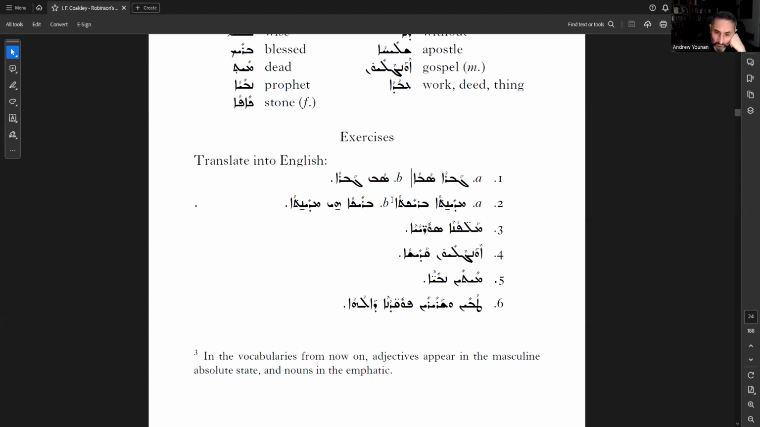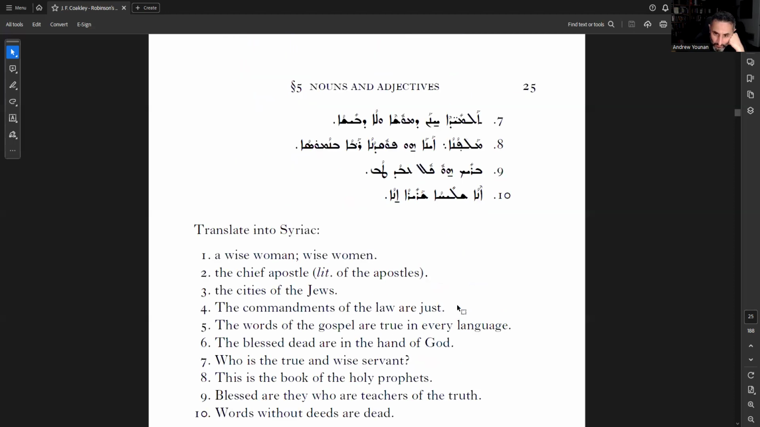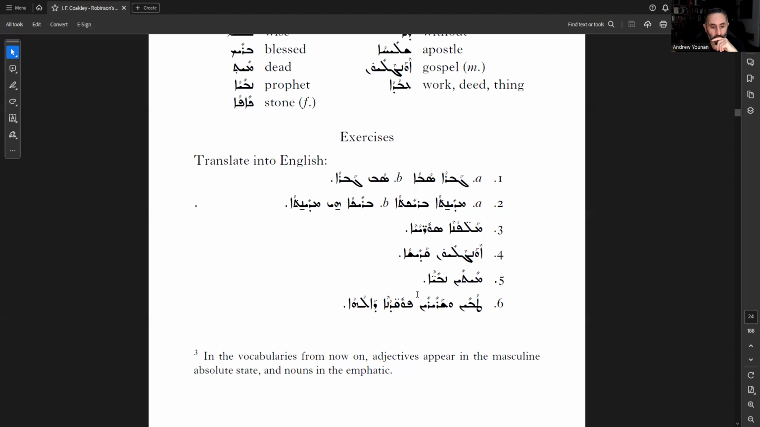Mvita Brechta, Brichai Mvita. You translate that. Malpane Suryaye, Evangelion Qaddisha, Mithin Nuiye. I'm just going to give you a hint. This is in the absolute state, so you translate it as they are something. Tawin Usharirin Hugdane D'alaha. Again, the absolute state. Oh, let's look at this note. In the vocabularies from now on, adjectives appear in the masculine absolute state and nouns in the emphatic. Yeah, that's fine. Okay.